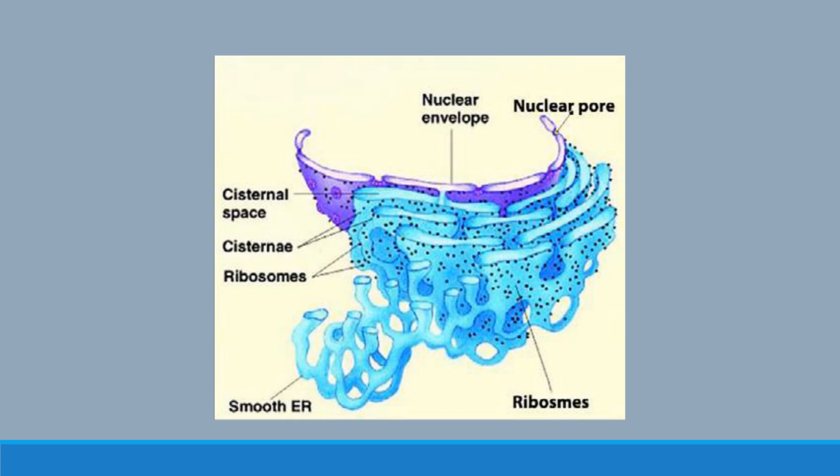So here we can see the diagrammatic component of the rough endoplasmic reticulum. You can see how close it is to the nuclear membrane, that is the covering of the nucleus. And then you can see the different granules that are attached to the surface of the endoplasmic reticulum.